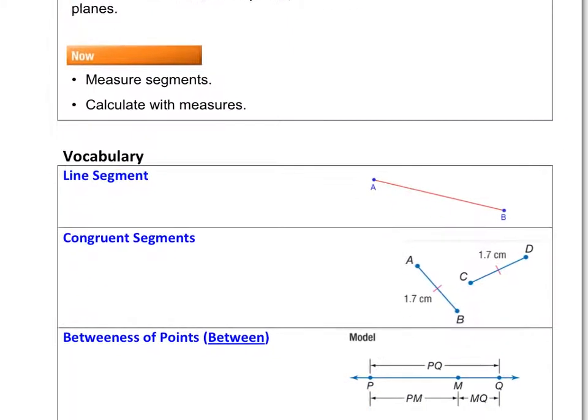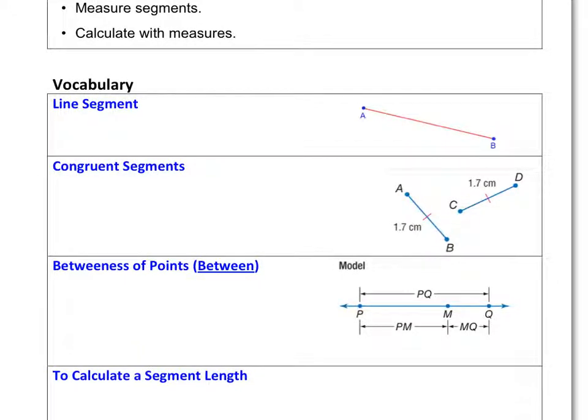Starting out with vocabulary, a line segment. So over here on the right we have a line segment. We know a line segment has a beginning and an end. Unlike a line, it does not go on infinitely. So you can consider this line segment starting at point A and ending at point B, or vice versa, starting at point B and ending at point A. So I guess we could say it has a finite length.